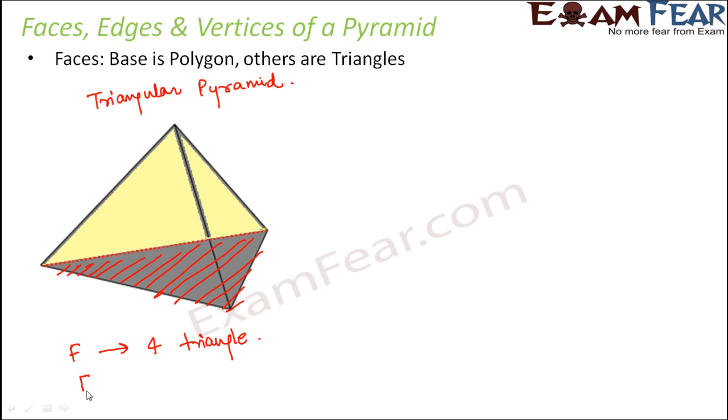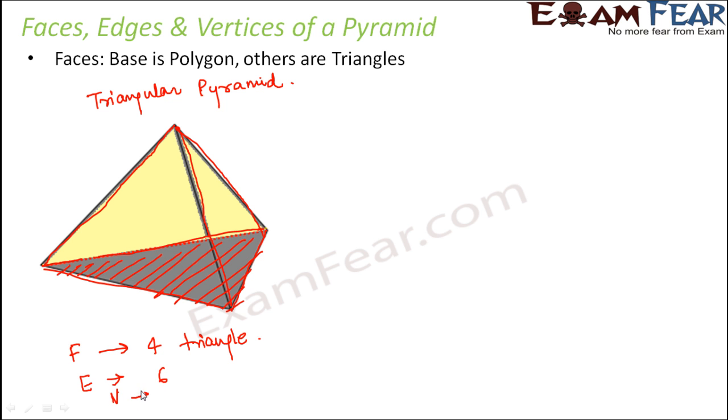How many edges do we have? That is, how many sides do we have? So this is one side, this is one, this is two, this is three, this is four, this is five, and this is six. So we have a total of 6 edges.